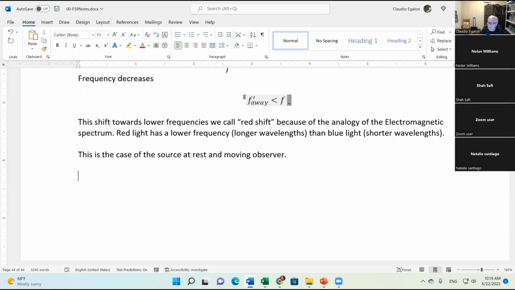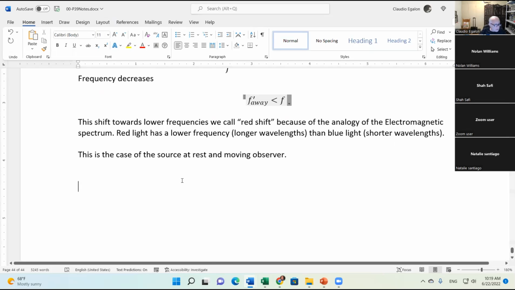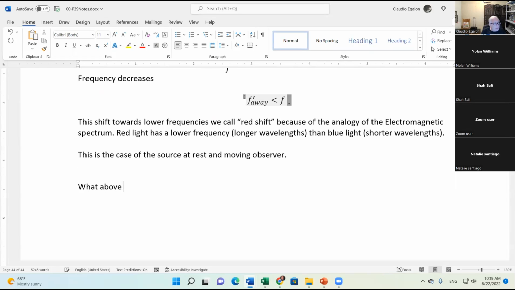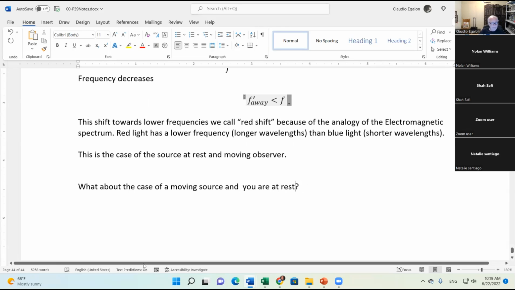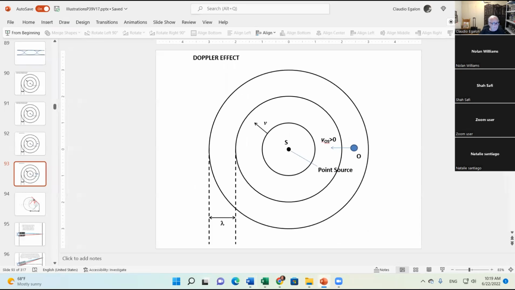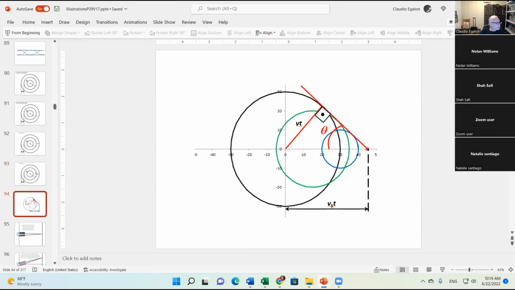So now that's the case. What about the case of a moving source? We did it for a source at rest, right? But what if the source is moving and you are at rest? Moving source and you are at rest. See if I have it here.